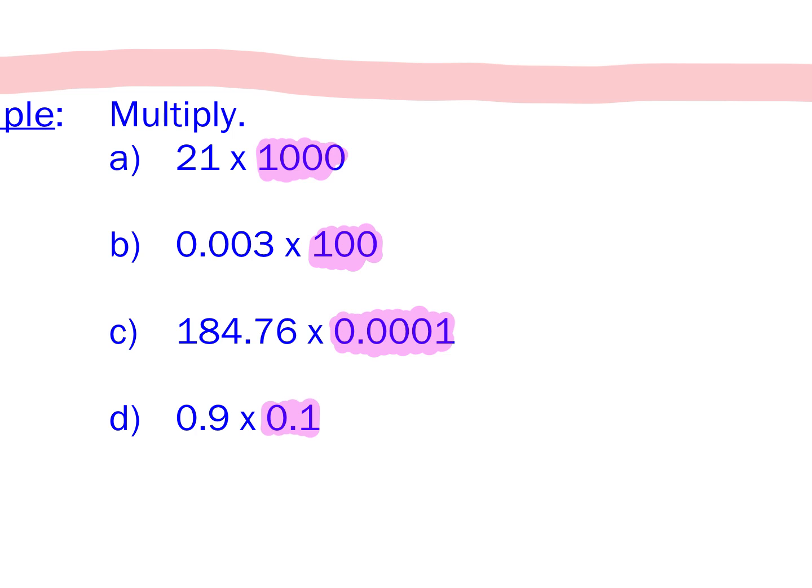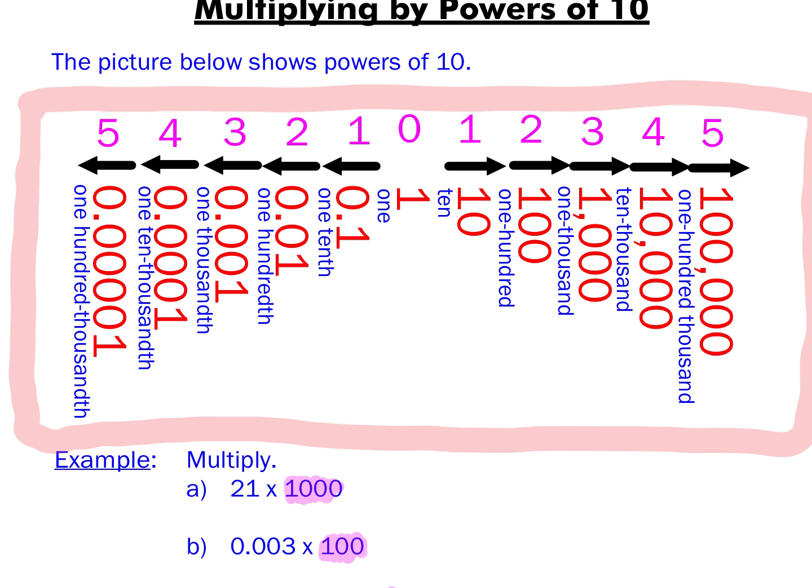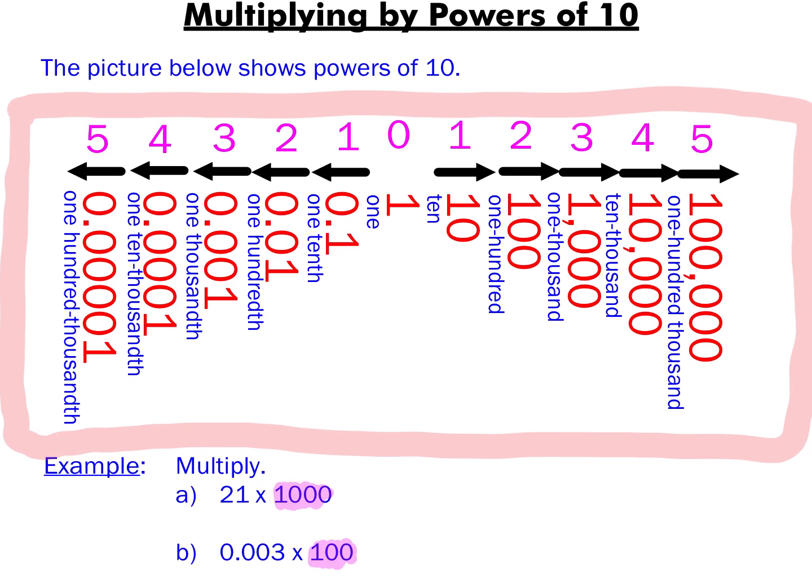And obviously, 1,000 and 100 are both bigger than 1. 1/10,000th and 1/10th are both less than 1. So there's something very different that we do for numbers bigger than 1 and less than 1. Let's take a look at a chart. We see that the numbers bigger than 1 are on the right side, and the numbers bigger than 1 are making the number bigger.